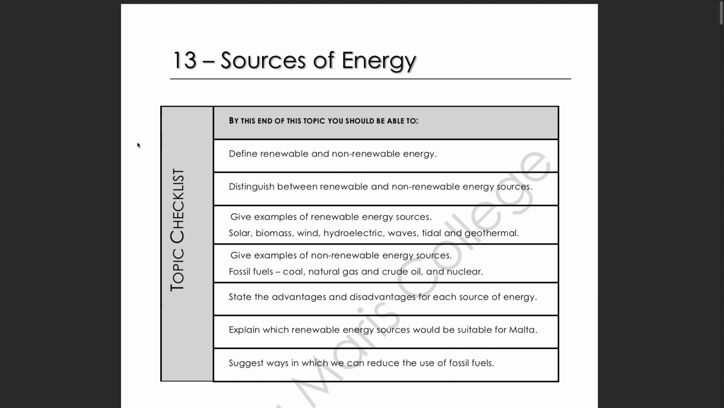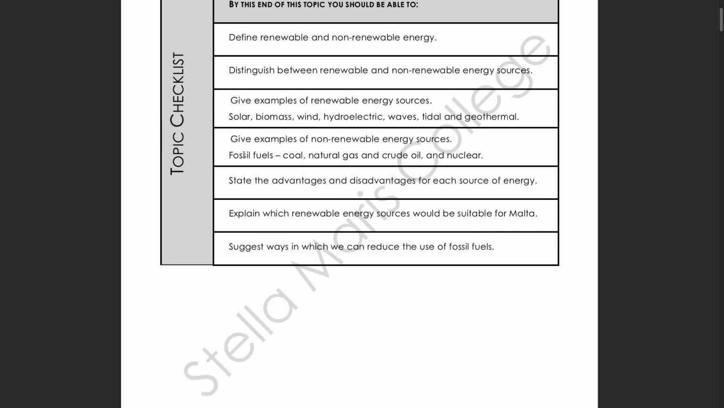So we're going to start from page 50. We're going to go from the topic checklist to page 51 to start the topic. Alright, so sources of energy.